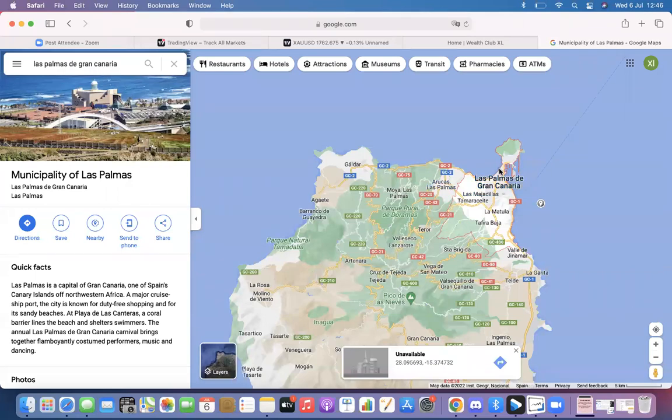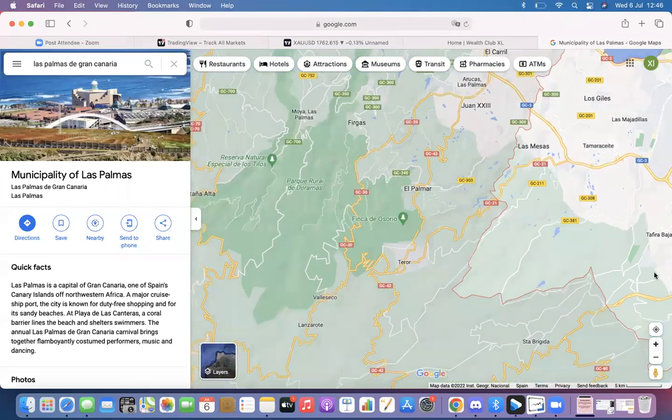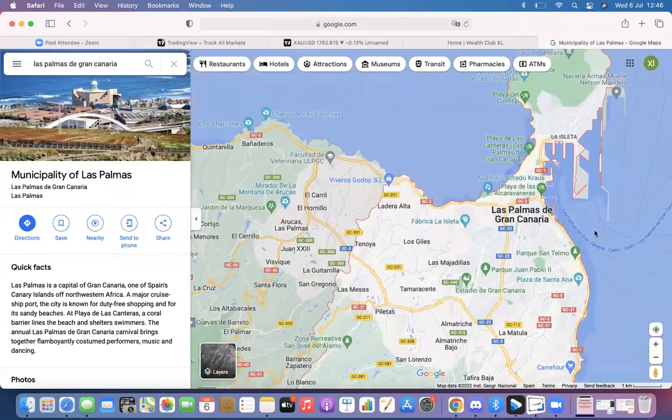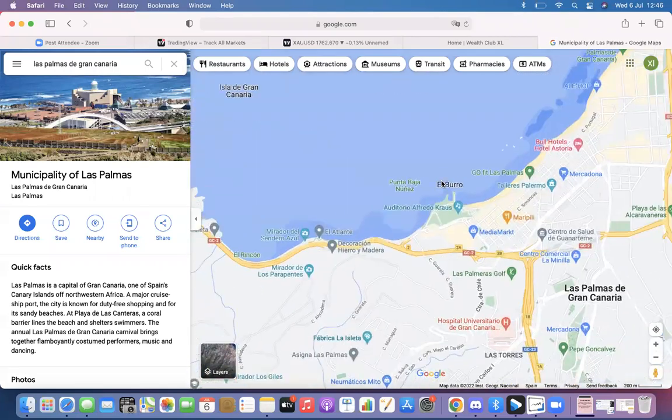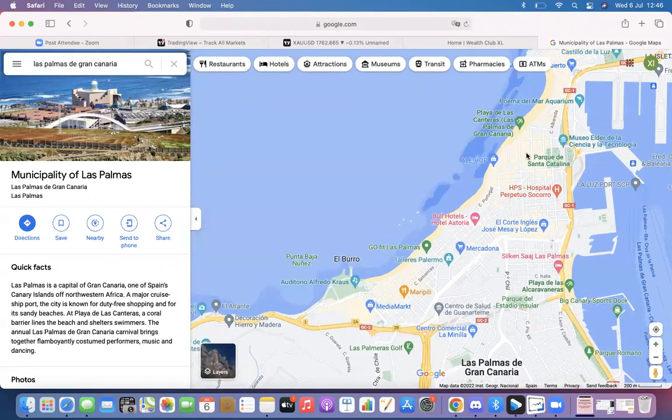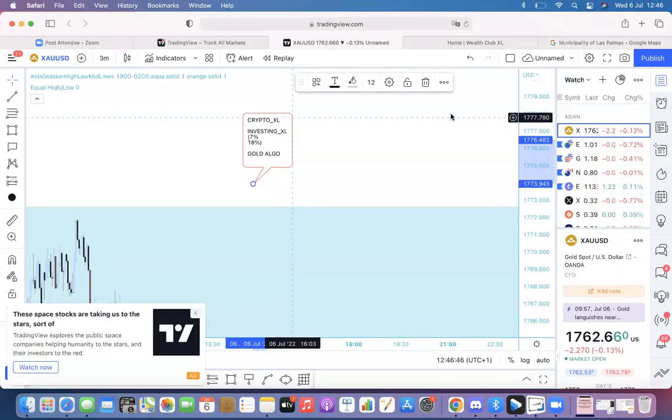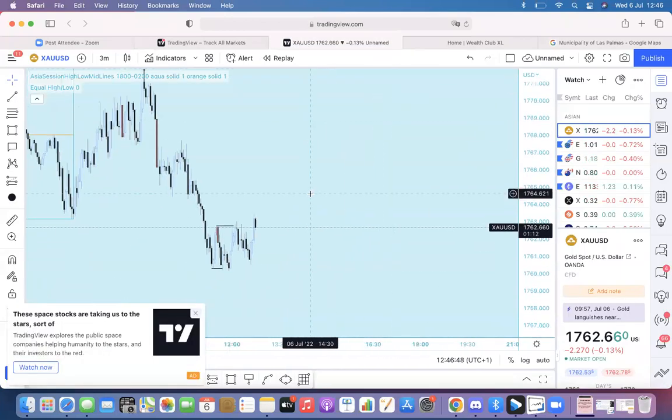And the office is here, 1 minute from the beach. Let me show you where it is. The office is basically right here. And from the door of the office, you see the beach right here.